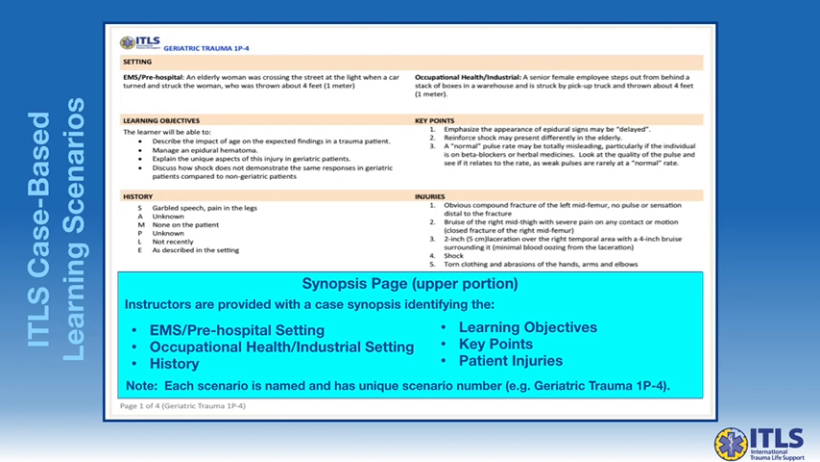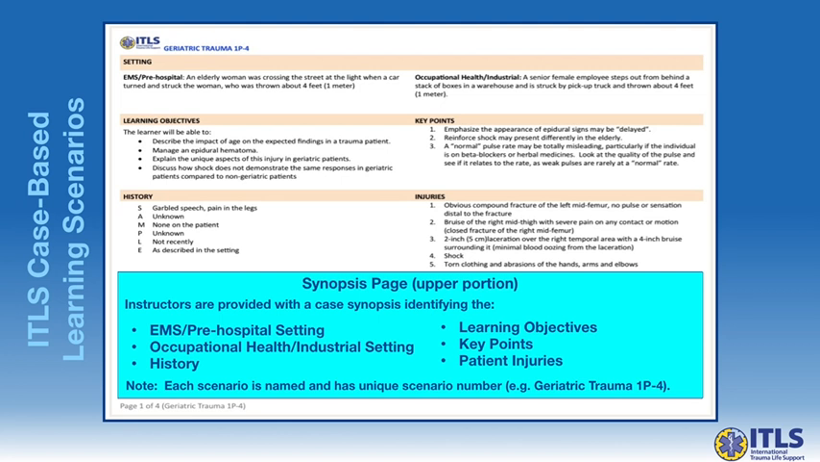The upper portion of the synopsis page consists of a scenario name or patient type and a scenario number. The number reflects the scenario set number, 1, 2, etc., practice versus test, as in a P or a T, and the scenario number, 1, 2, 3, etc., of the set. This scenario is from Practice Set 1, Scenario 4, and is a geriatric trauma. Two different scene settings are provided, in EMS pre-hospital and in occupational health and industrial.